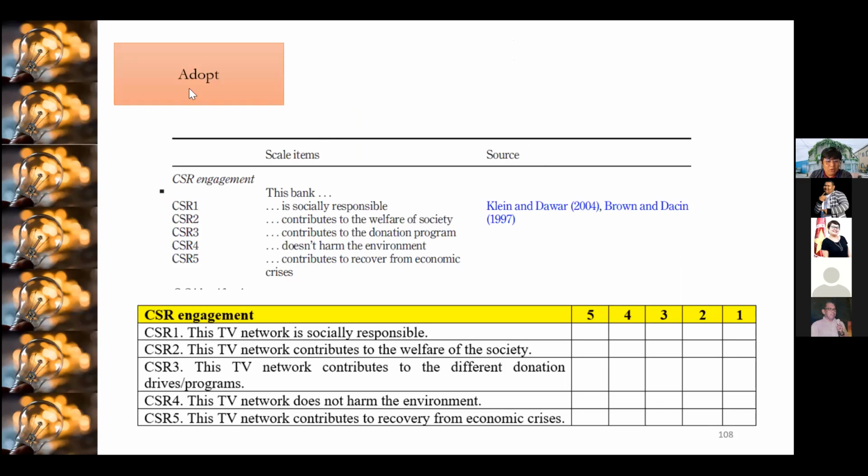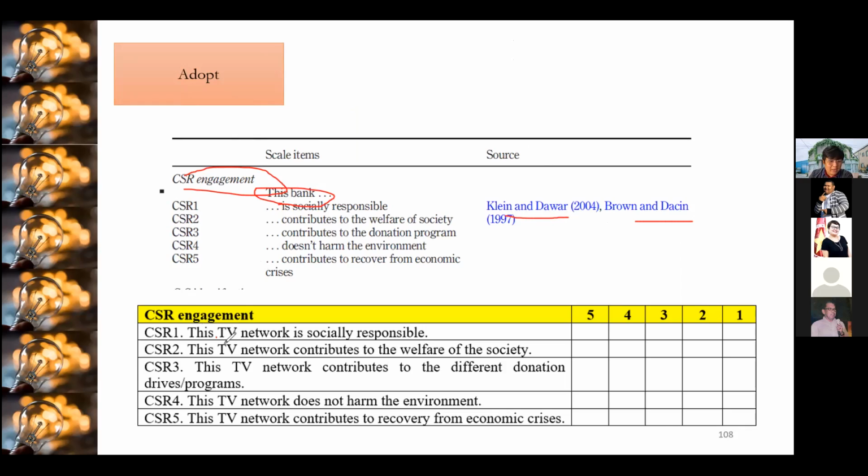So this is the example I gave yesterday for adapt with O. Here, what we used is CSR engagements. We have CSR engagements from Klein and Dawar, and Brown and Dacin. But for example, if we will be utilizing this one, adopting it with O.